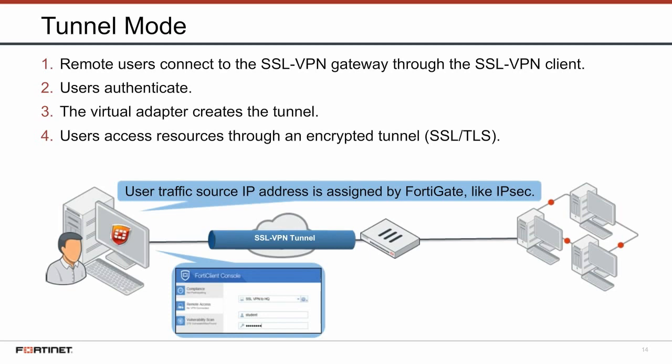FortiClient encrypts all traffic from the remote computer and sends it over the SSL VPN tunnel. FortiGate receives the encrypted traffic, de-encapsulates the IP packets, and forwards them to the private network as if the traffic originated from inside the network.